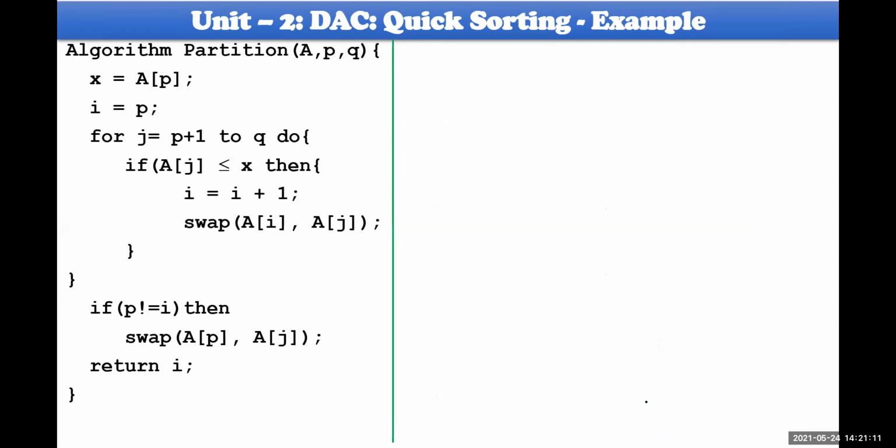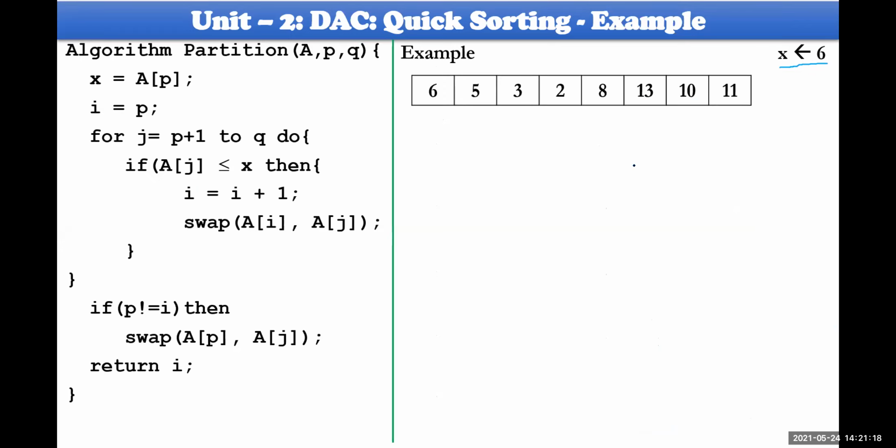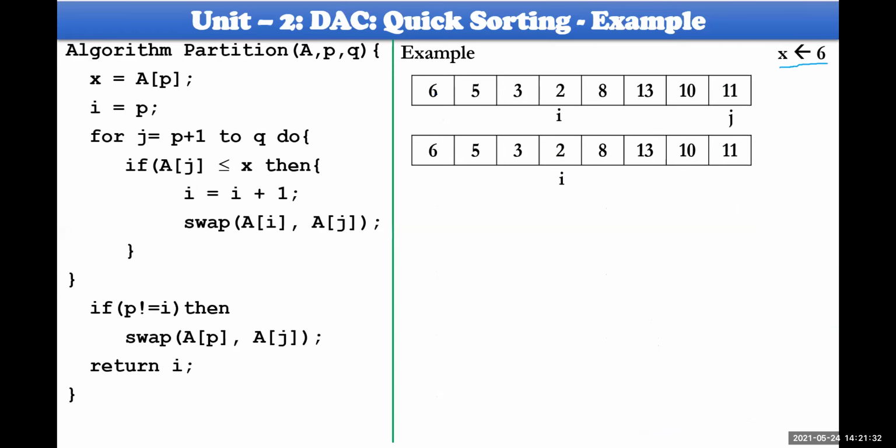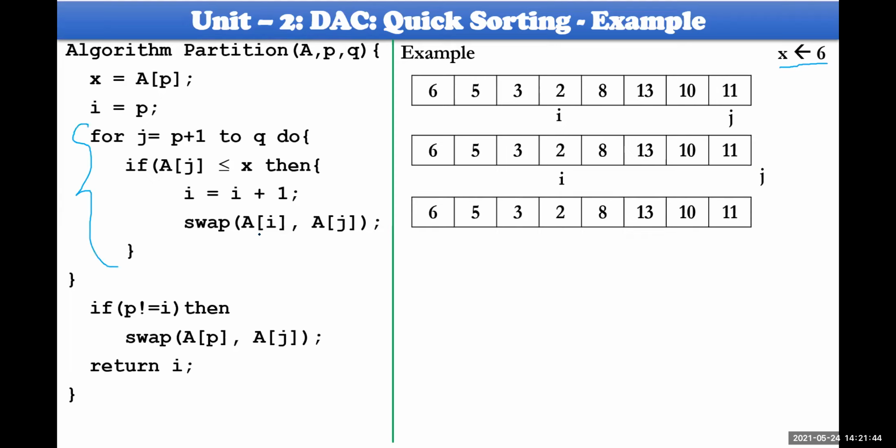Then, look at this. Since x equal to 6, the previous array will look in such a way. So i will stay at this location, and j will move towards 11. So 11 is less than or equal to 6, it is false. Since it is false, it will go to the next location, out of the boundary. So no elements are there at j's place here. So the condition is over, I mean this entire for loop is over.